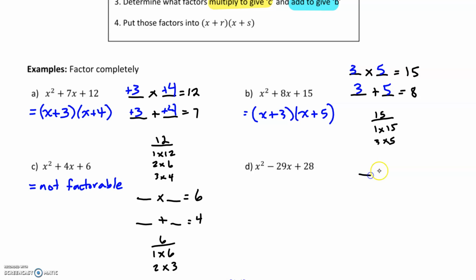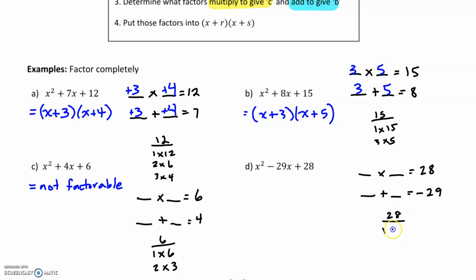So we're going to go what times what equals their C value, which is 28, and what plus what equals negative 29. So I want you to notice this is the first time a negative's coming up, and remember it goes with the B value. Okay, but we do the same things. We don't let that negative scare us away.